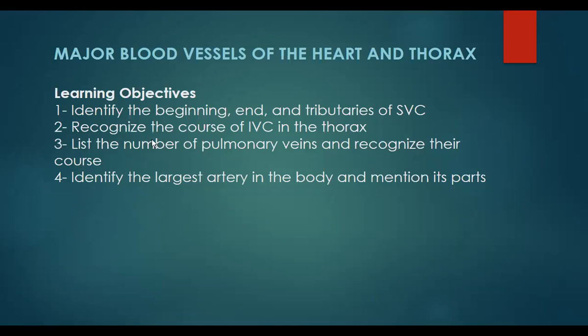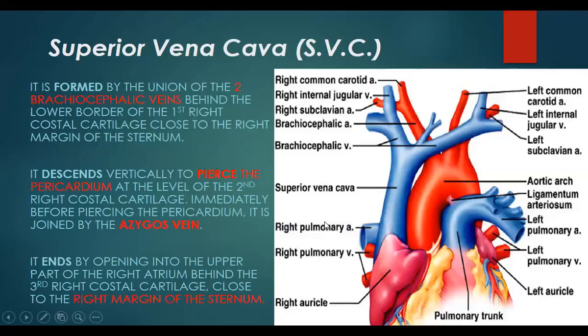Then we'll try to understand the number of pulmonary veins and try to recognize their course. Also, we'll talk about the pulmonary arteries. Then finally, we'll try to understand the largest artery in the body, that is the aorta, and its parts and some of its branches. So these are the topics we'll try to cover in this.